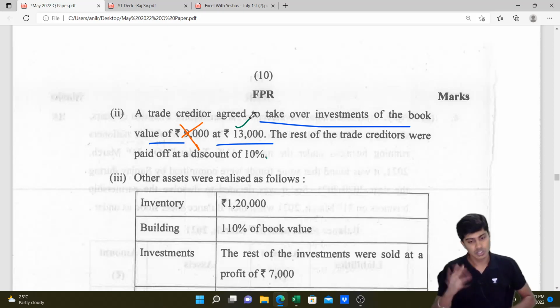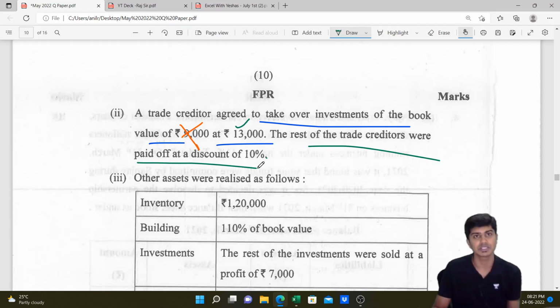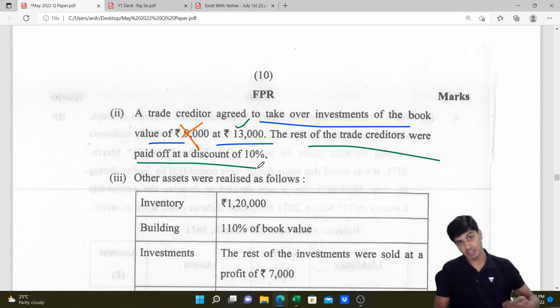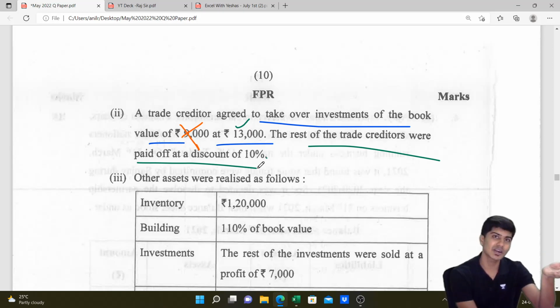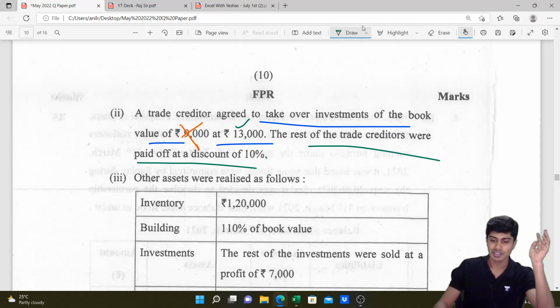You get this? So then what happens to the rest of the trade creditors? The rest of the trade creditors were paid off at a discount of 10%. Now, when an asset decreases and liability decreases, we debit the liability, credit the asset. Technically speaking, in this case, our entry for accounting should have been creditors account debit to investment account. I hope you all agree. But we don't have creditors account, we don't have investment account. Why? Both of them are closed by transfer to realization. If I try to write entry for that 13,000, it will be realization account debit to realization account. 13,000 is the liability decrease, 9,000 is asset decrease. The 4,000 profit also should be written to realization. So we will not write any entry for this 13,000 and 9,000.